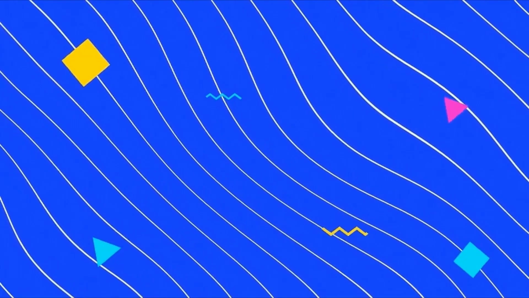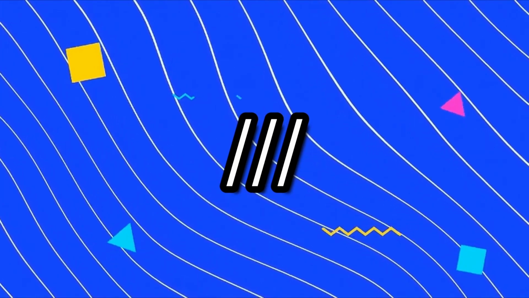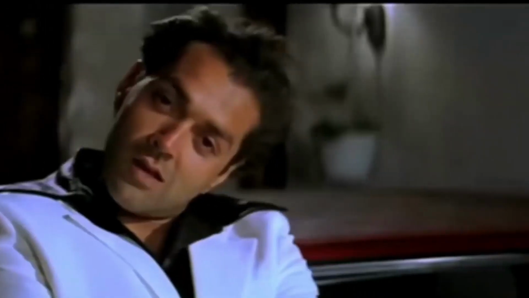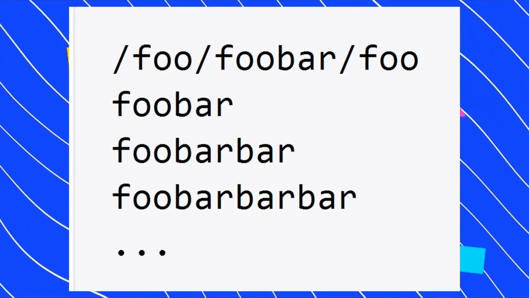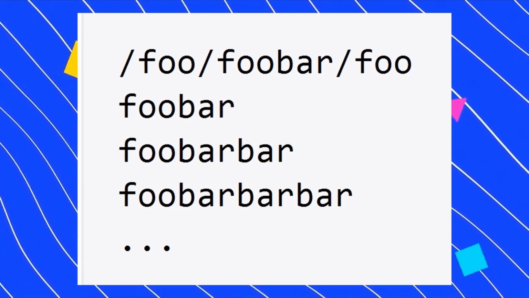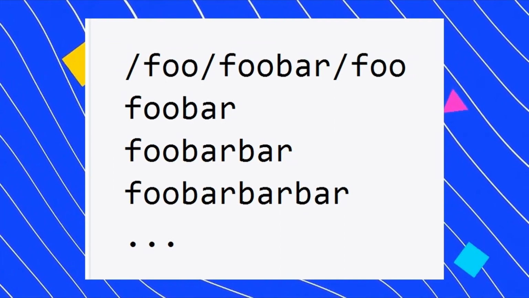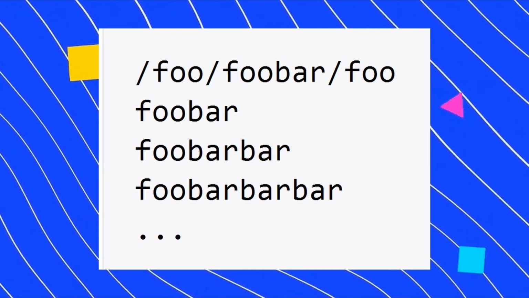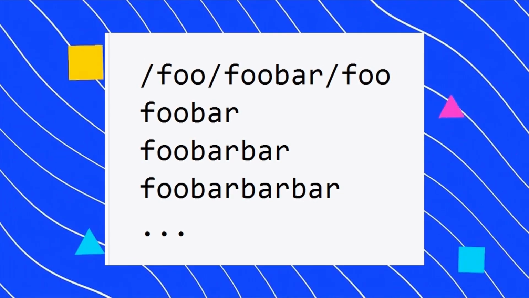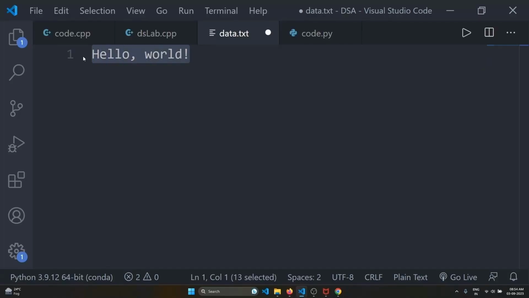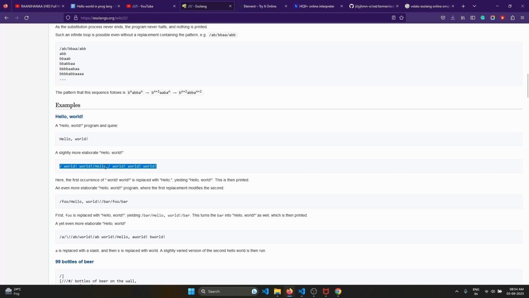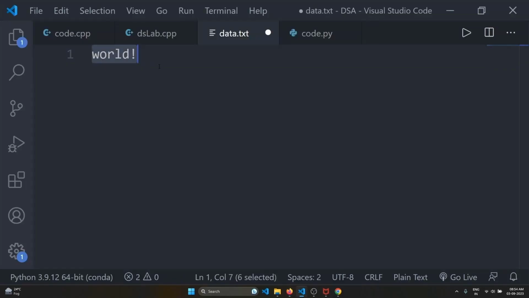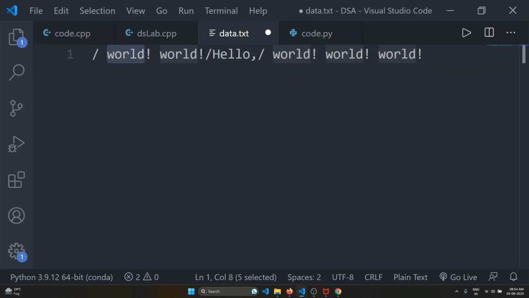Following this comes another isolang, ///. This language's only operation is to repeat string substitution. For example, /foo/foo bar substitutes foo with foo bar. Now if you print the word using /foo/foo bar/foo, it prints foo bar and repeats the substitution onwards like foo bar bar, foo bar bar bar, foo bar bar bar bar bar, and so on. But another way could be /hello/world/world/hello world hello, which replaces hello with world and world with hello and finally prints hello world.